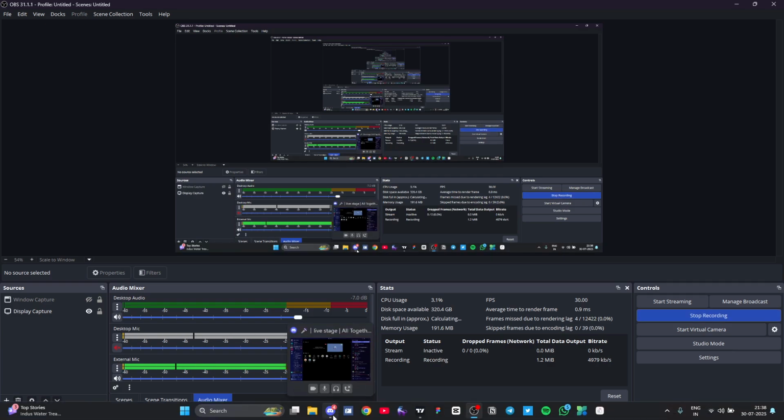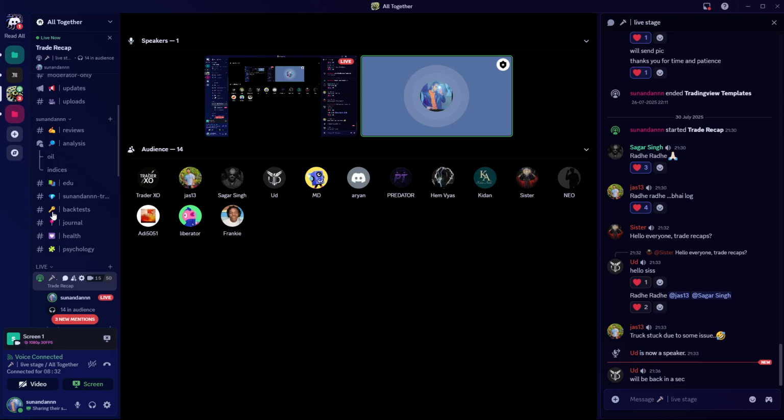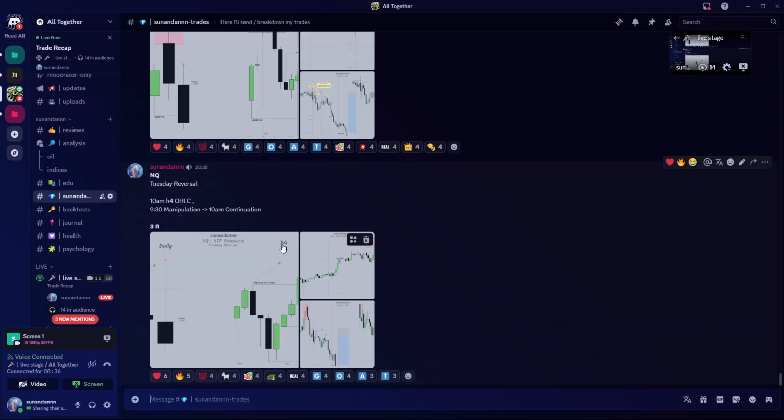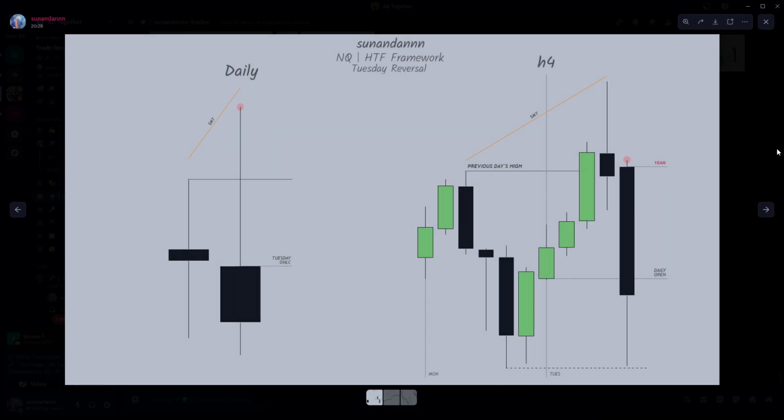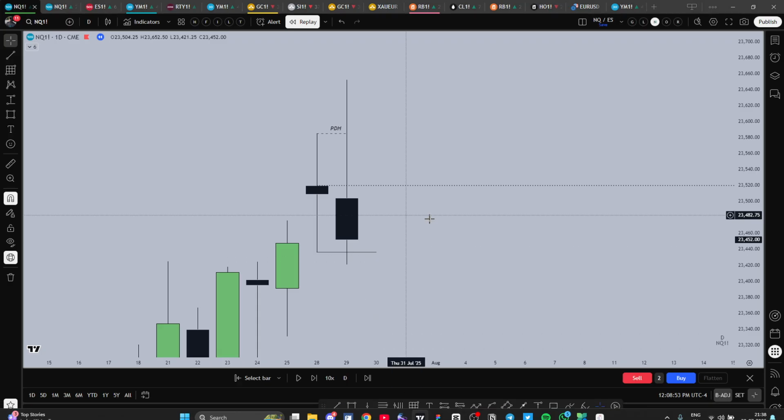Okay, so hello guys, this is gonna be a trade recap session for a trade which I took yesterday, NQ short, this one, and I will go over my thought process over it: what, why, when, what to use, how to use.